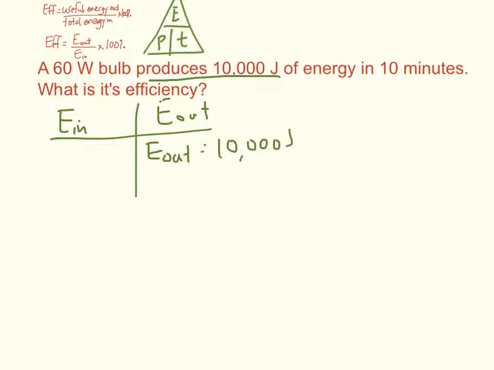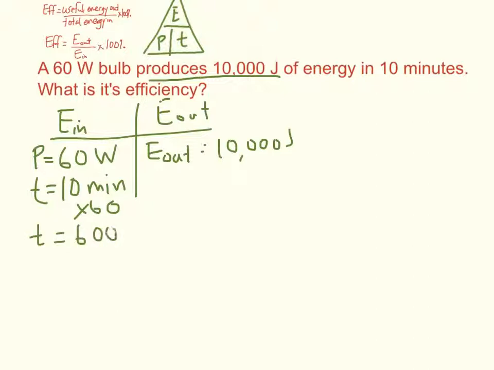Now we have a power value and a time value. Those values are going to give us the amount of electrical energy that's actually being taken in by this bulb. So those values are going to go over here underneath the E in. P equals 60 watts. Time equals 10 minutes. As you guys remember from your power calculations, we need to make sure that time is always in seconds. So to get 10 minutes into seconds, I'm going to multiply that by 60. And I'm going to get time is actually 600 seconds.